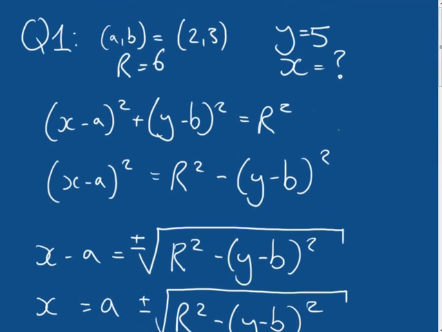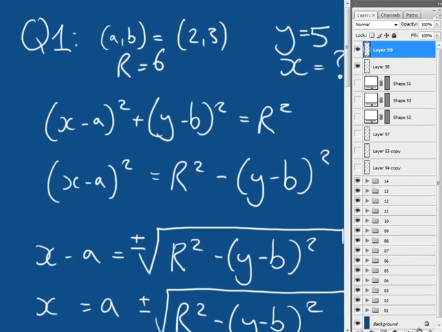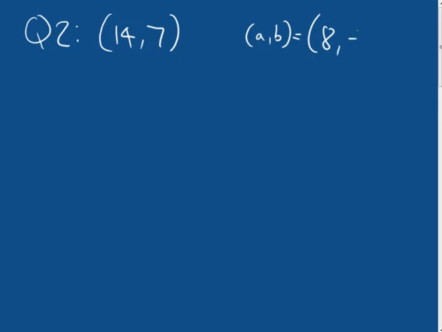I'd like to ask one final question for this video. So I'm going to bring up a new whiteboard. Question 2. This question tells us that we have a point that lies on the circle, and that point has the coordinates 14, 7, and our circle is centered at the point 8, minus 2, and what I'd like you to find is the radius of that circle. So go ahead and pause the video, give this an attempt. When we come back, I'm going to work through the solution.